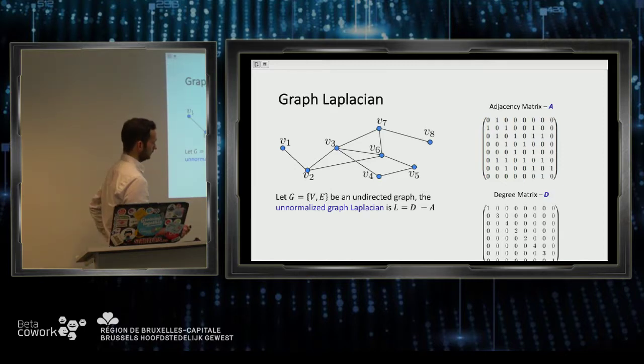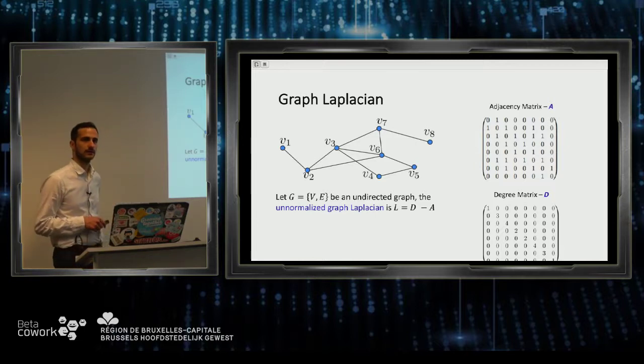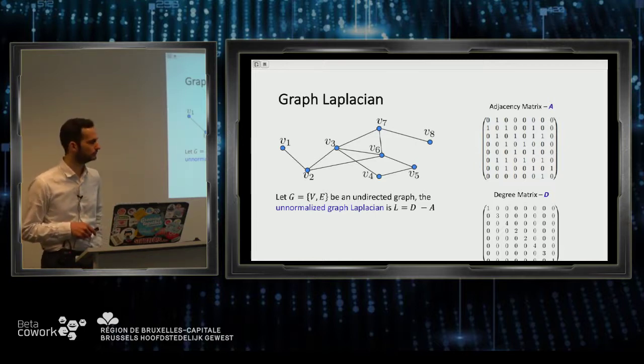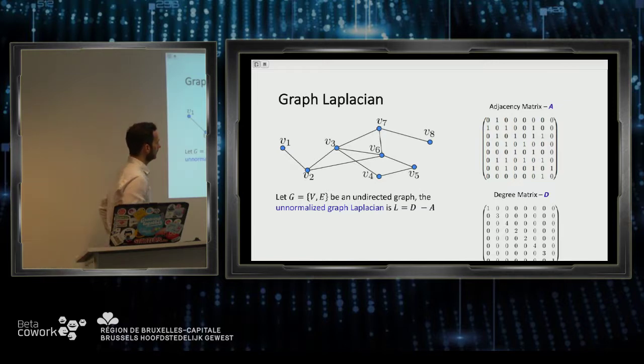So the degree of node 2 is 3: 1, 2, 3. The degree of node 3 is 4: 1, 2, 3, 4, and so on and so forth. Basically, the degree matrix encodes in the first diagonal the degree of its node. The adjacency matrix is what we already saw.